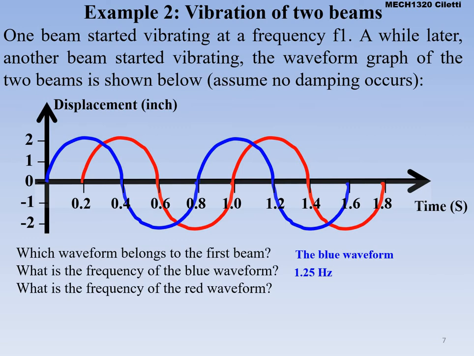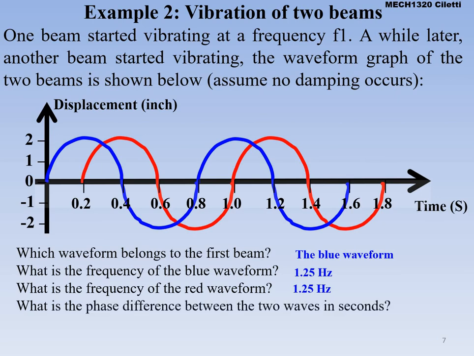The frequency of the red waveform. Well, if we take a look at it, we can say that it starts at 0.2 and completes at 1. It still has the same amount of time. It's still taking 0.8 seconds for that red wave to complete 1 cycle. So it's going to be the same, 1 divided by 0.8, so we get 1.25 hertz on that other waveform.